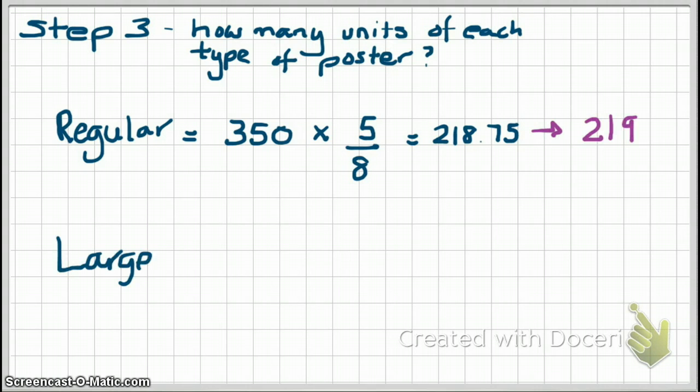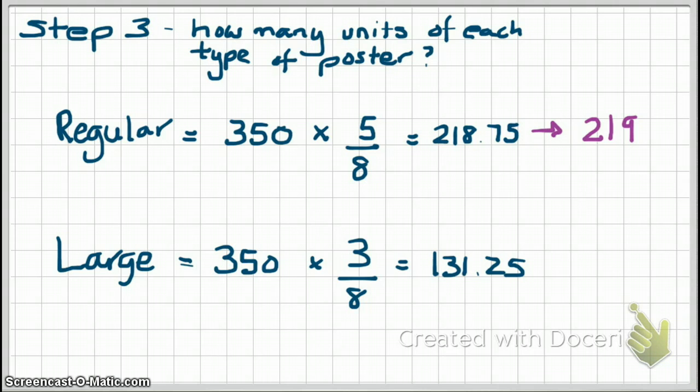For our large posters, again, 350 is the total number of units we sell, but of our 350, only 3/8 are large posters. That gives us 131.25, again, which we rounded up to 132. Now you know that we need to sell 219 regular posters and 132 large posters for us to break even. Again, if you plug in 219, 132, you're going to have a number greater than 0, but that's just because physically we cannot sell half a poster.